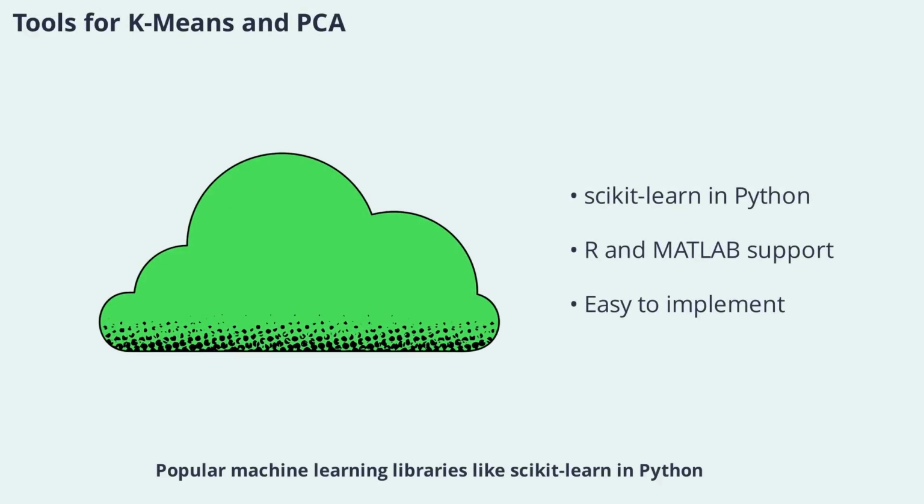Popular machine learning libraries like scikit-learn in Python provide easy-to-use implementations of both kmeans and PCA. These tools allow you to quickly apply these algorithms to your data, experiment with parameters, and visualize results. Other platforms, such as R and MATLAB, also offer robust support for these techniques.